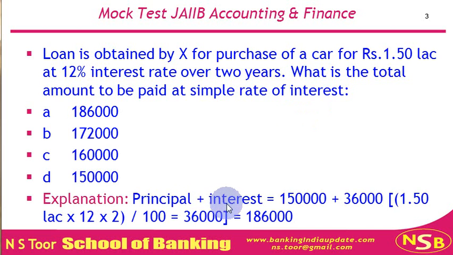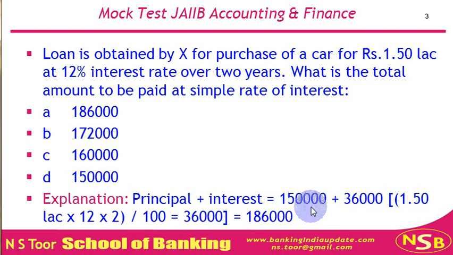So principal plus interest, that is what we have to find. What is the total amount? The total amount includes principal plus interest. Principal is already available with us, 1,50,000. Interest we shall calculate. The amount of interest will be 36,000. How is it calculated? Principal into rate of interest into time period divided by 100. Principal is 1,50,000. Rate of interest is 12%. Period is 2 years. We shall divide it by 100 and we shall get 36,000.